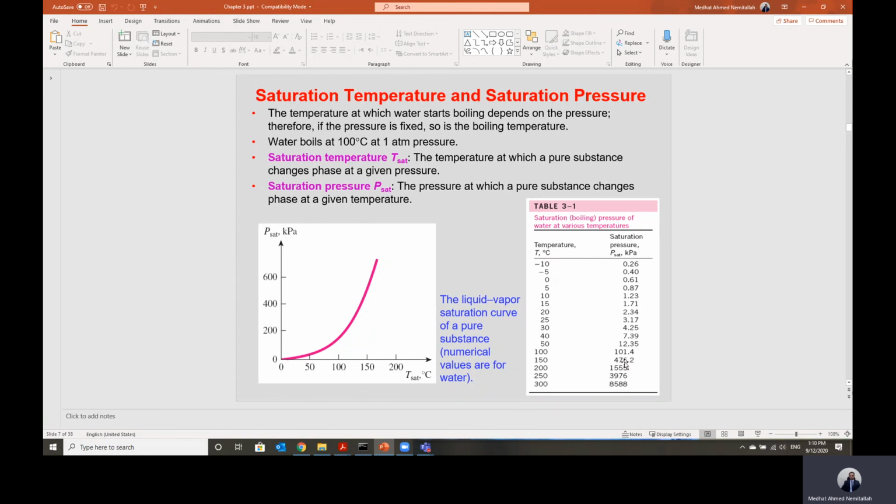But if I raise the pressure of water, let's say to 5 times atmospheric pressure, then the temperature at which we have phase change, the boiling temperature, which we also call the saturation temperature, will be raised. So as we increase the pressure, the saturation temperature, the temperature at which we have phase change, will be raised.